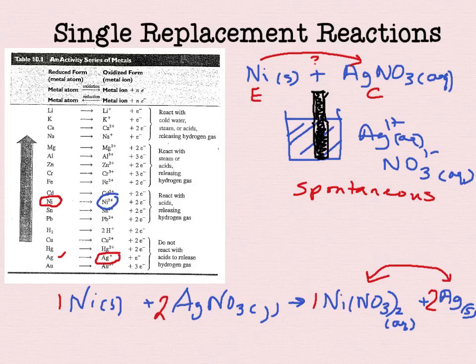So looking at your table, the nickel metal on the left-hand side of the table was higher than the silver ion that it was trying to replace.